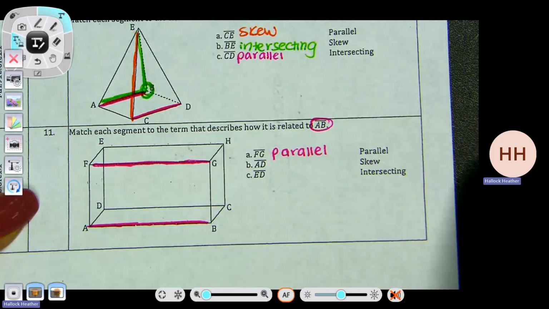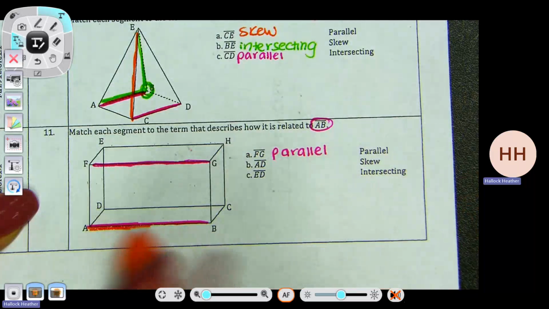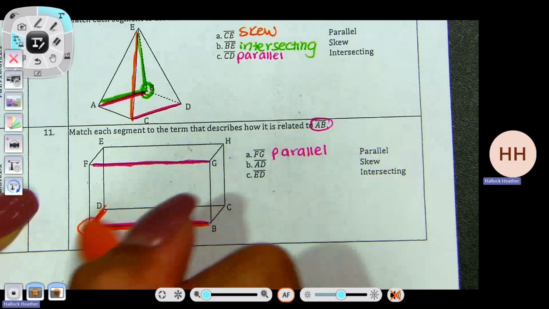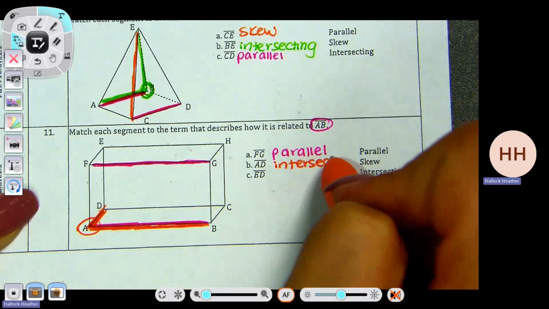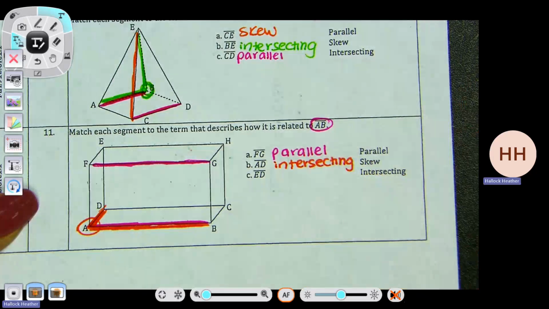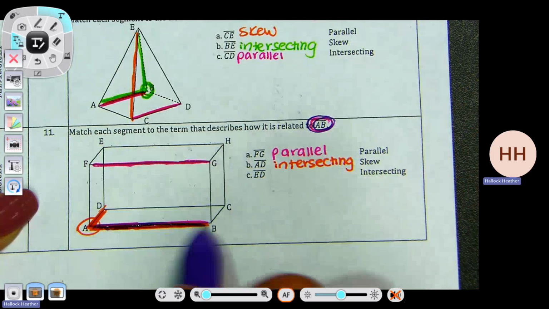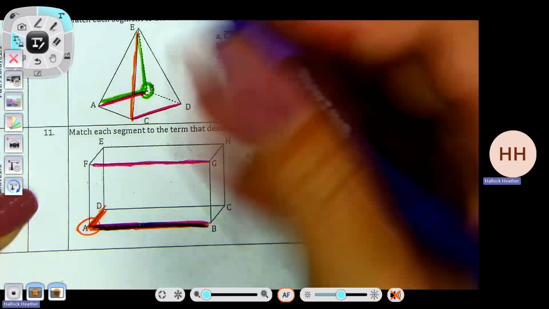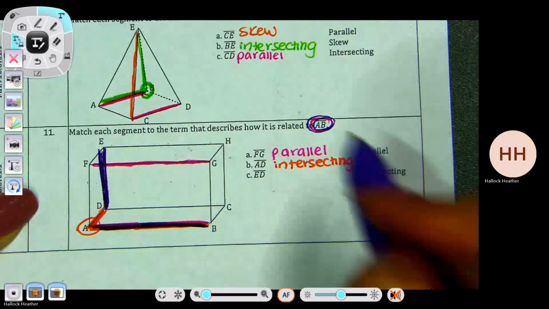If I look at AD, so I'm still comparing AB to AD. AB to AD, they cross at A. So that's intersecting. The last one, if I'm comparing AB still, AB to ED, ED's back here. They would never cross paths. So they are skew.